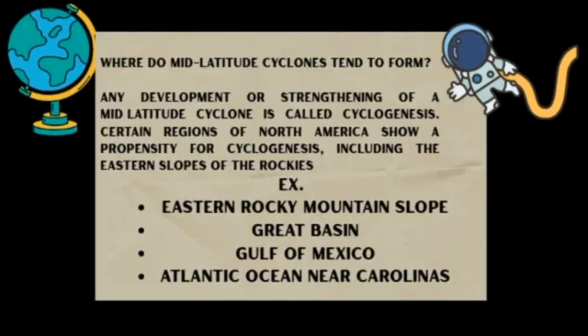So where do mid-latitude cyclones tend to form? Any development or strengthening of a mid-latitude cyclone is called cyclogenesis, which I already mentioned. Certain regions of North America show a propensity for cyclogenesis, including the eastern slopes of the Rockies. For example, these storms often form in areas like the eastern Rockies, the Great Basin, the Gulf of Mexico, and the Atlantic near the Carolinas. Again, this process of storm development is called cyclogenesis.